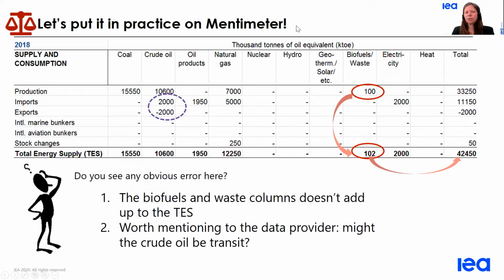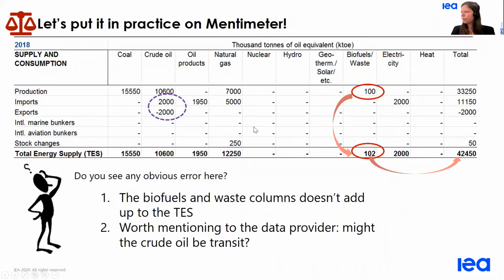Then someone mentioned this as well. So it would be worth mentioning to the data provider that this seems a bit fishy. We have 2,000 KTOE as imports and the same quantity exported directly. Might this be transit? That would be something we would ask.